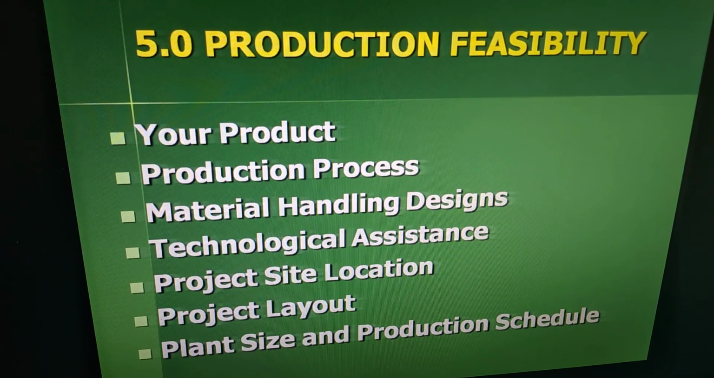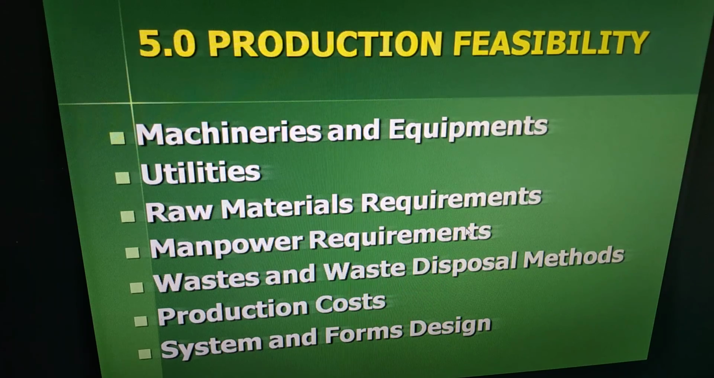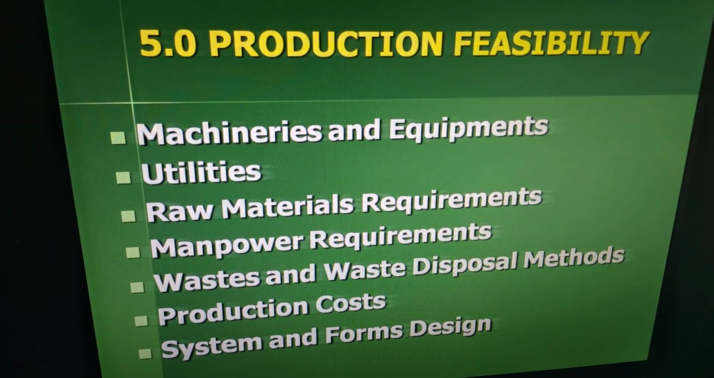Plant size and production schedule. So plant size, how big, and this will consider your layout. All in all, the production feasibility will determine the process and the layout of your production and office. And then machineries and equipment, you have to indicate what machineries and equipment you will use. This will include technology to be optimized in your operation. Again, consider the environment and sustainability.